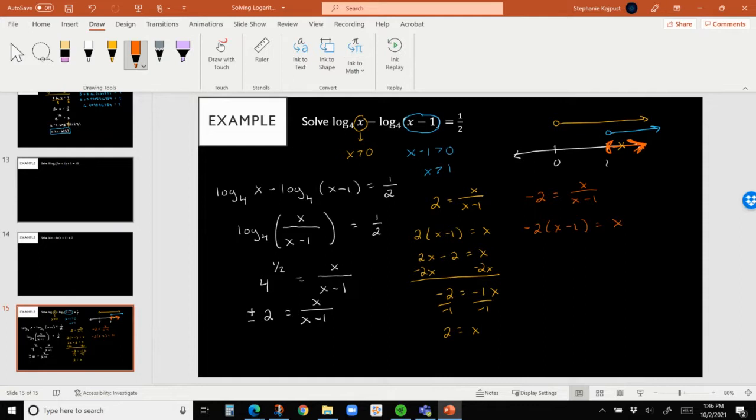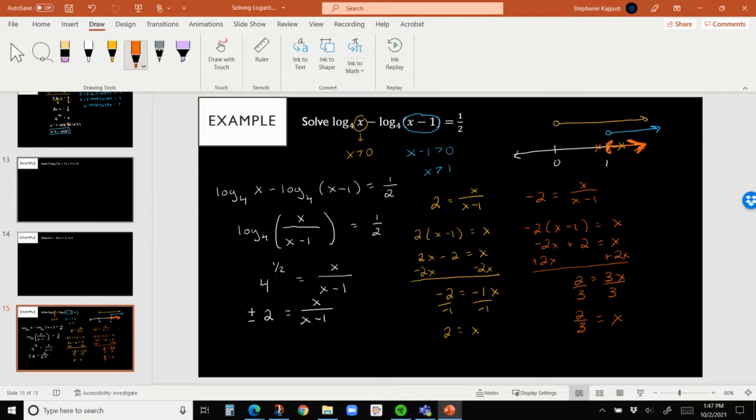Now let me solve the other one. Negative 2x plus 2 equals x. So we distribute. I'm going to add 2x to both sides. And we get 2 equals 3x. Divide both sides by 3, and I get 2/3 equals x. So 2/3 would be right here.